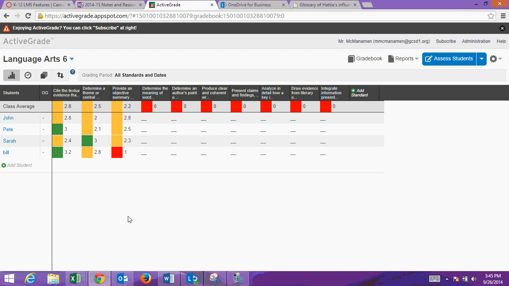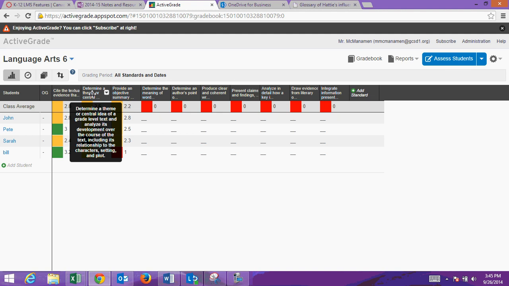One of the downfalls of this is that it will not let us put in what we in our district call success criteria. Other districts might call them targets. Sometimes you might hear them as benchmarks. But really, each one of these top 10 things, if you look at that one right there, determine theme or central idea of a grade level text, it's a big idea, and there's a lot of individual things within that we need to be able to track.